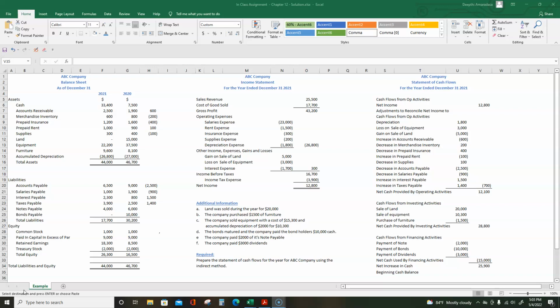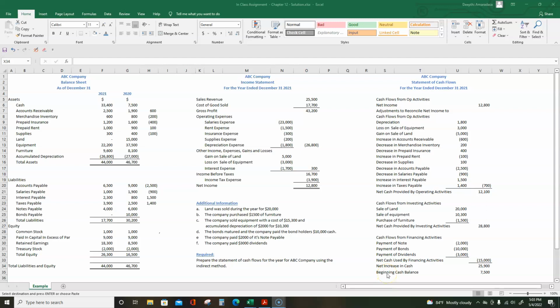So what is the cash balance on December 31st, 2020? We know that it is 7,500 because they provided that in the question. That would be the beginning cash balance. Whatever the company ended 2020 with, that's what they would have begun 2021 with. So we're going to put 7,500 as the beginning cash balance.